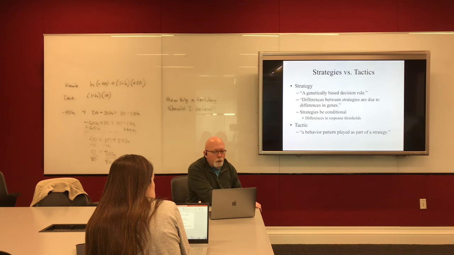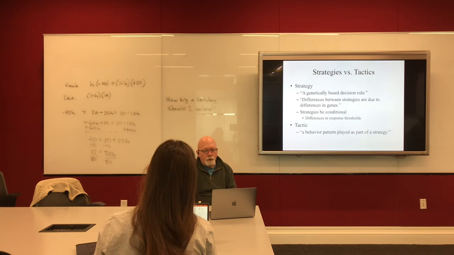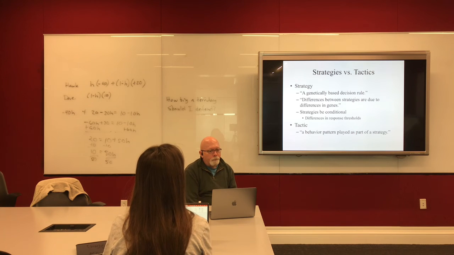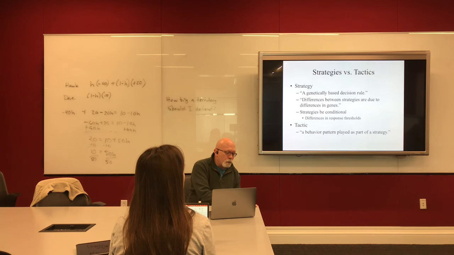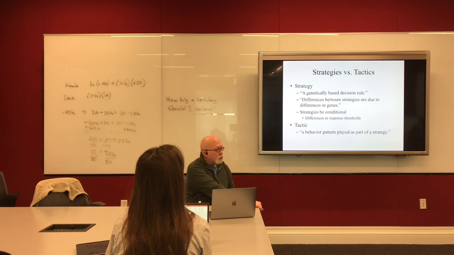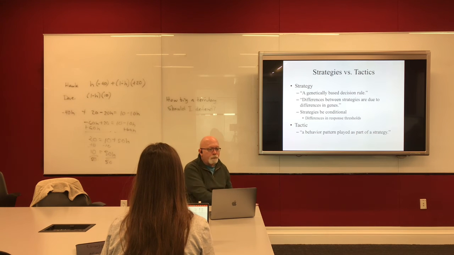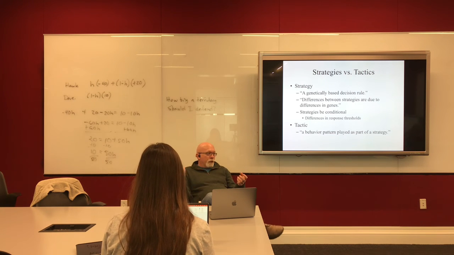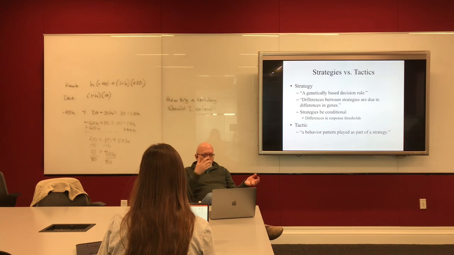All right, so your book uses the terms strategies and tactics, and sometimes they're not terribly consistent with how they use these terms, partly because the terms are a little squishy to begin with. But a strategy is generally referred to as a genetically based decision rule. So the strategy of hawk and dove, that would be a strategy if an individual was genetically predisposed to play hawk and another individual was genetically predisposed to play dove. We've talked about this back when we were talking about evolutionary games.